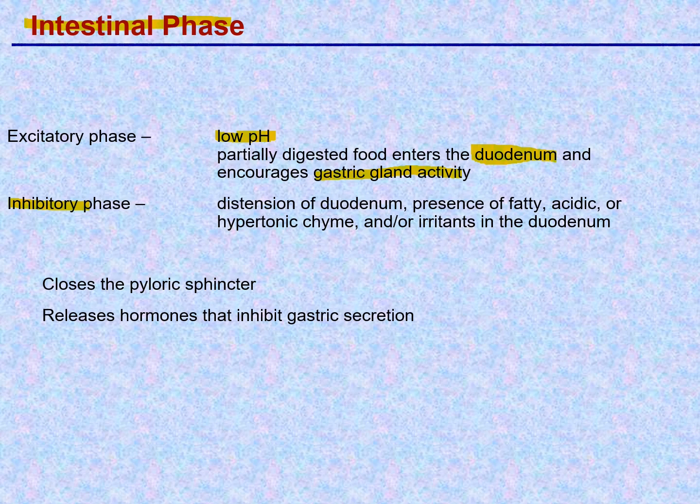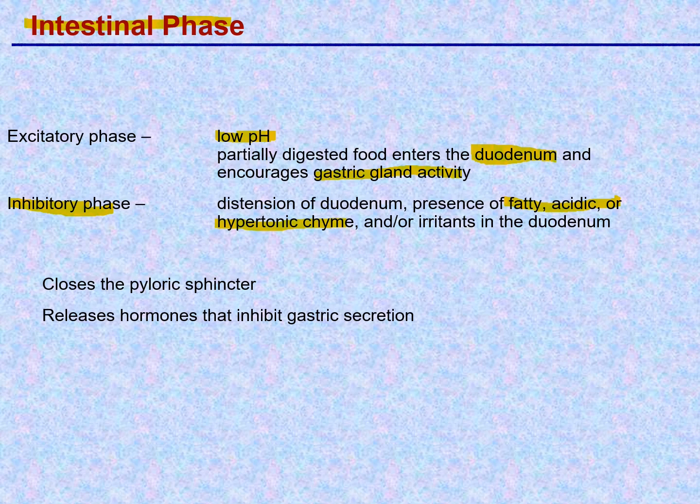If there's presence of fatty or acidic chyme, or actually hypertonic chyme in the duodenum, that can also inhibit the intestinal phase and activity of the gastric gland.